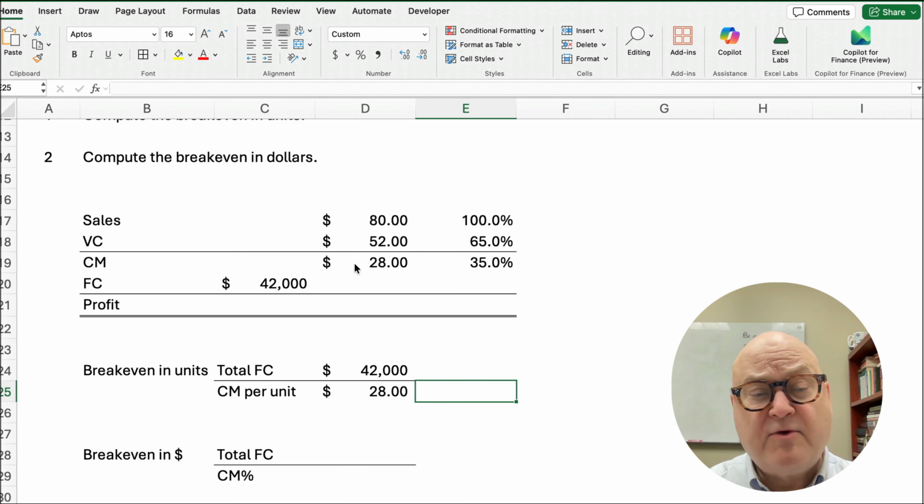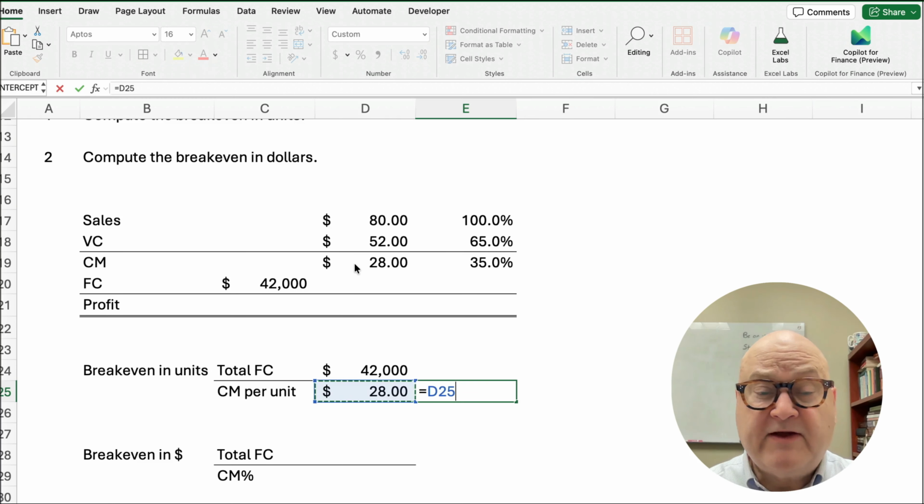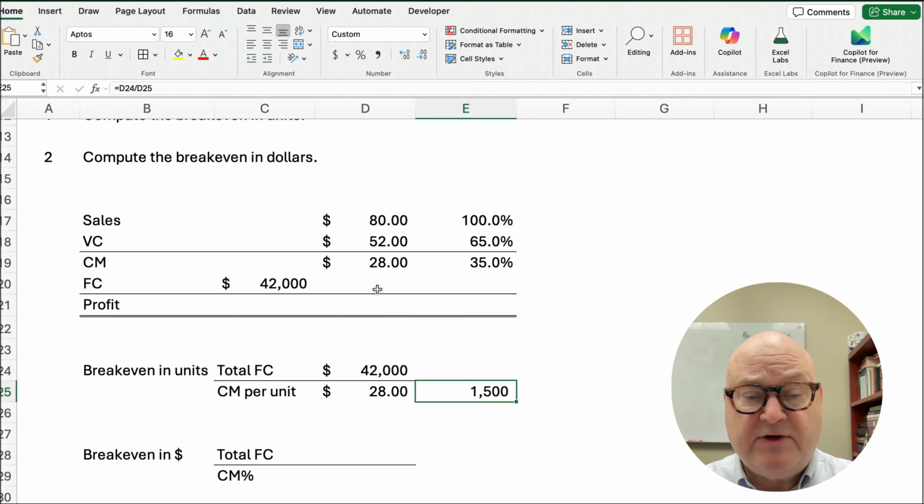So the total fixed cost is 42,000 and our contribution margin per unit is $28. So what is the number of units we have to sell to achieve a zero profit? If we don't do anything, we're going to lose money, right? So we take 42,000 divided by $28. We've got to sell 1,500 units.